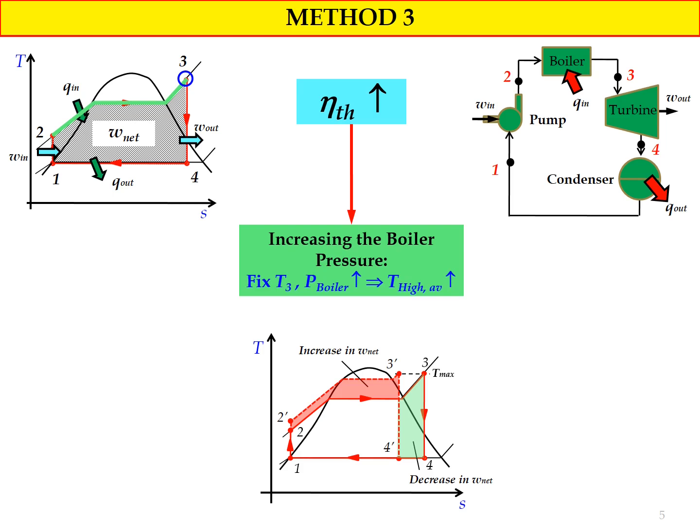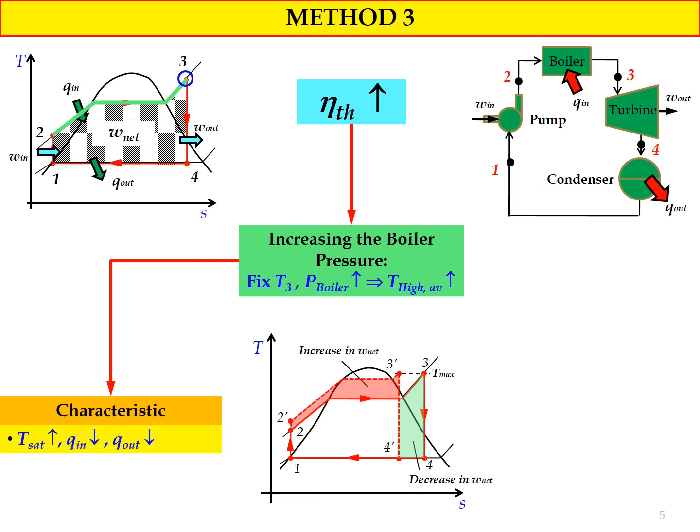By using this method, we have both: first, the increase in W net, and second, at the same time, the decrease in W net. For this method, we will have new states for state number 2, state number 3, and state number 4, which are represented by state 2 prime, state 3 prime, and state 4 prime respectively. Okay, now if you look at the TS diagram in terms of characteristics, if we use this method, the saturation temperature will increase during the heat addition process.